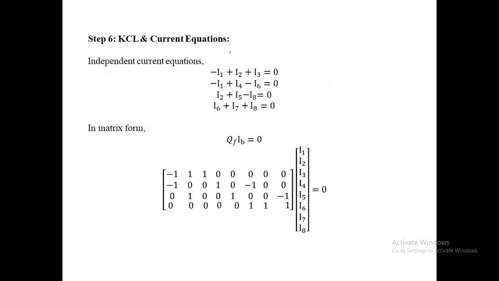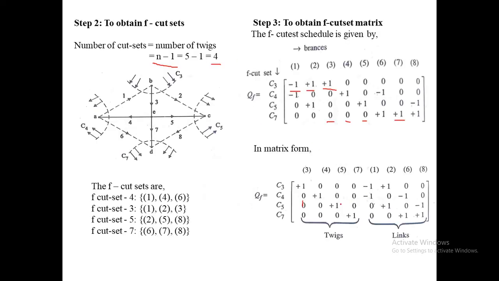Similarly, KCL and current equations we can write from this cut set matrix. We have to consider this as voltage, this row as current. We can write I1 plus I3, branch value is 3, plus I3 minus I1 plus I2 equal to 0. Here plus I4 minus I1, consider this as current and then the branch value we have to write, plus I4 minus I1 minus I6 equal to 0.